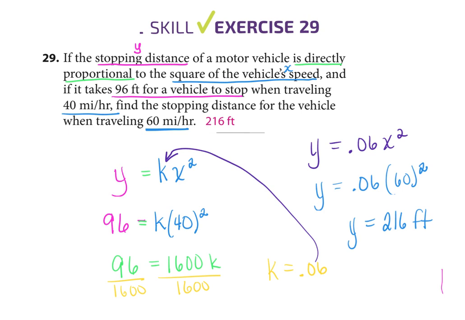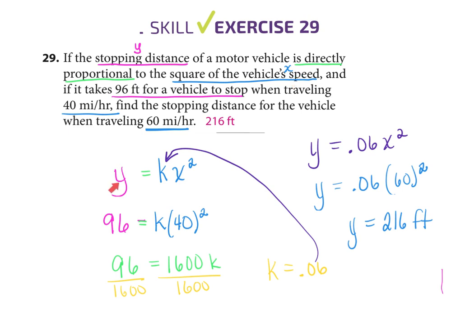This one. The first thing they told us is stopping distance. That's what should have stood out when you read this, because it says stopping distance of a motor vehicle is directly proportional. So this tells you why. Y is, that's equals, and then it tells you what it's directly proportional to. It's directly proportional to the square of the vehicle speed. So they just gave you your x, and they told you to square it. Square of the vehicle speed, okay?